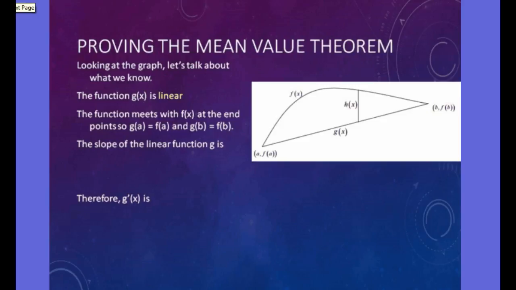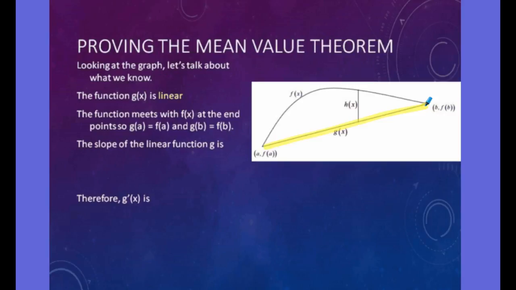So proving the mean value theorem is helpful, so to speak, because I think it really helps to connect what we're doing. Looking at the graph, let's talk about what we know. Is it fair to say that this line right here, g of x, is a linear function? Like, you believe that g of x is linear. It's going in a straight line. So the function g of x is linear.